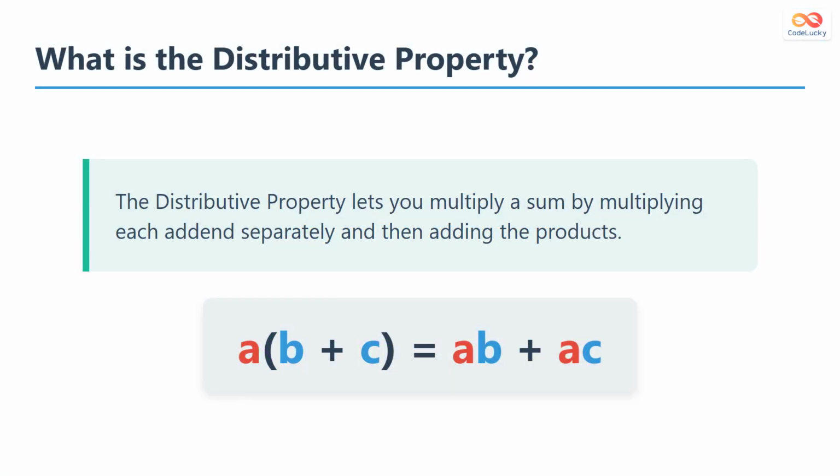First, let's define what we mean. The distributive property allows us to multiply a sum by multiplying each addend separately. As you can see in the formula, a times the quantity b plus c is equal to a times b plus a times c. It basically lets us remove those parentheses.